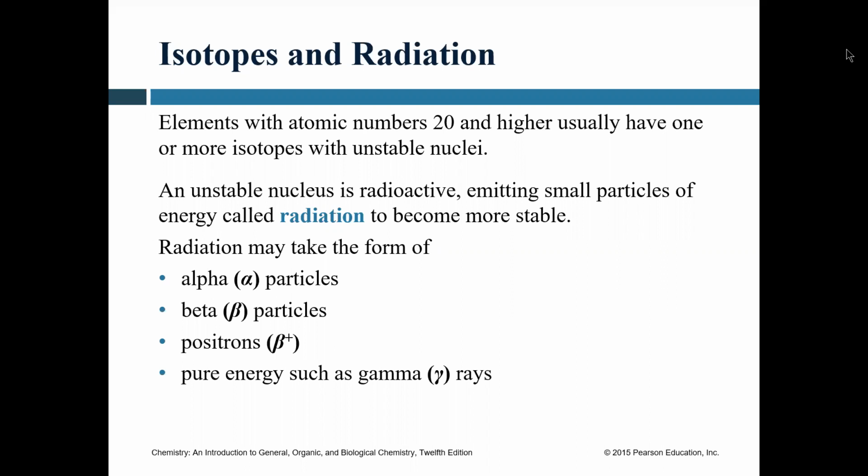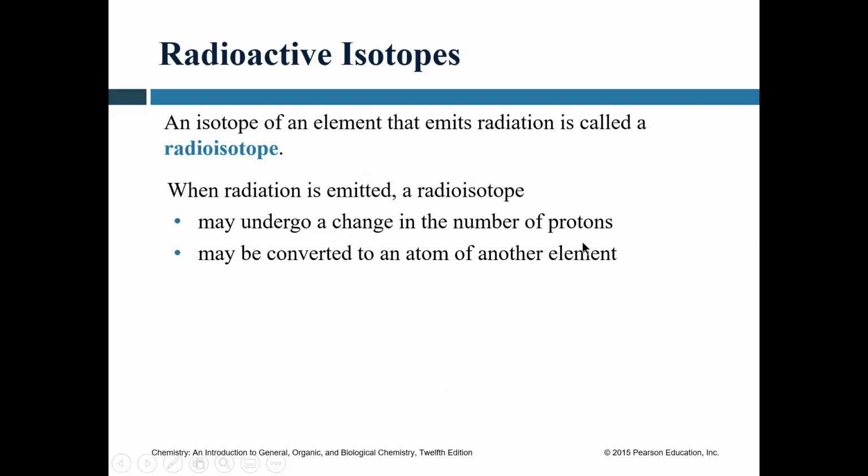So they may give off some alpha particles, or they may give off a beta particle or a positron, and we'll talk about what each one of these is. Sometimes they don't even give off matter, they just give off energy as a gamma ray. And what this does is it helps to lead to a more stable nucleus. So any isotope that will emit radiation, we say is a radioisotope.